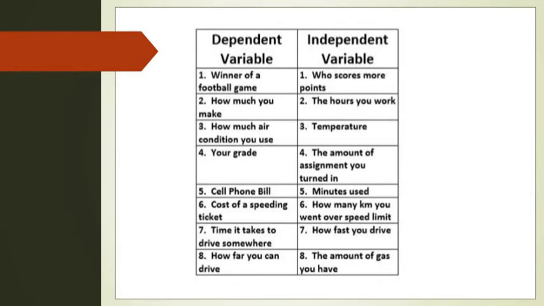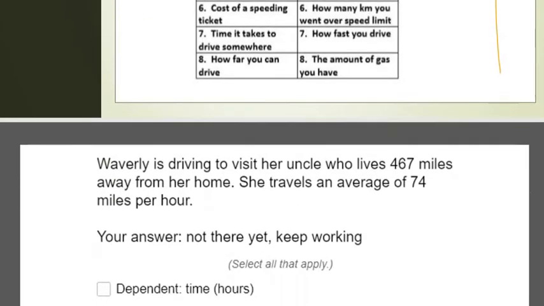Number 4, your grade. Your grade depends upon the amount of assignments you've turned in. Number 5, your cell phone bill depends upon the minutes you used. Number 6, the cost of a speeding ticket depends upon how many kilometers you went over the speed limit. Number 7, time it takes to drive somewhere determines how fast you drive. And number 8, how far you can drive depends upon the amount of gas that you have. Look at this next one.